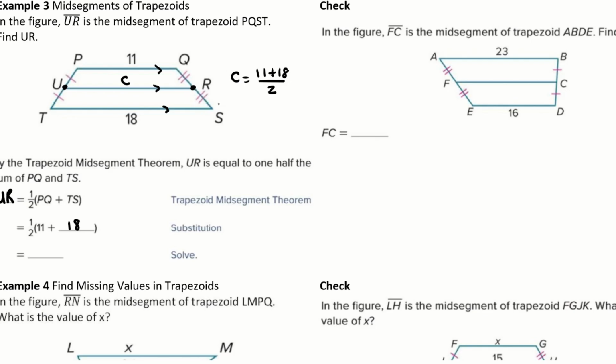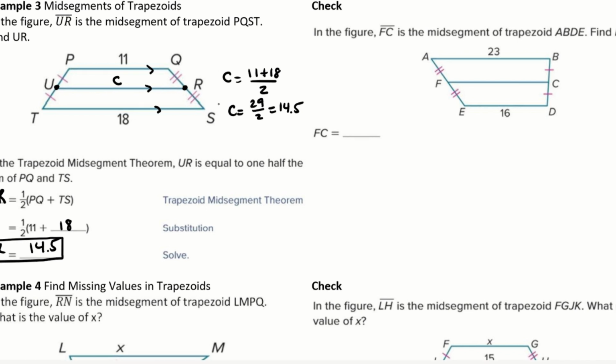That's 29 over 2. And so we know that that's going to be 14 and a half. So 14.5. That's it, guys. So we know UR is equal to 14.5. Pretty straightforward. All right, pause the video and see if you can attempt the check here.